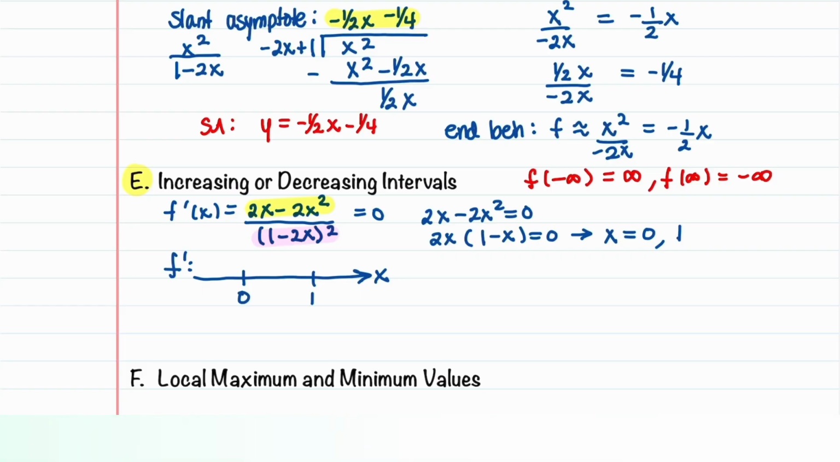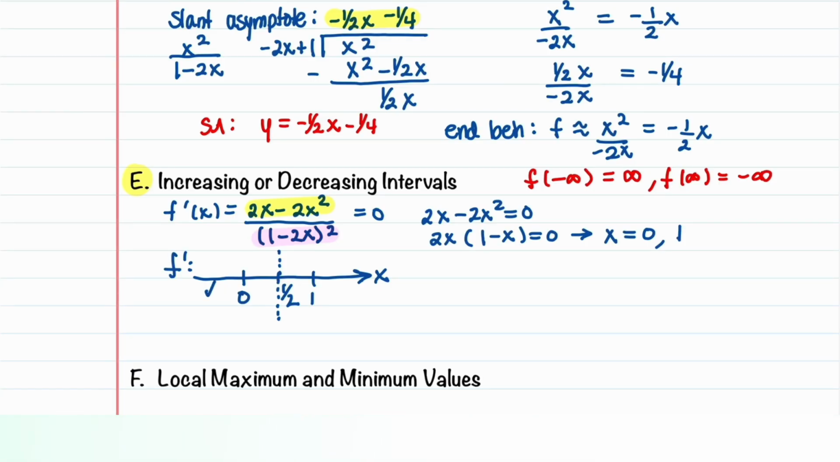The other thing that we need to add to our number line is where our function f prime is undefined. We found that the denominator is going to be equal to 0 at 1/2. So let's put a little dotted line here, because what happens is sometimes our function can change from increasing to decreasing at a vertical asymptote. So we have to put that in our graph.